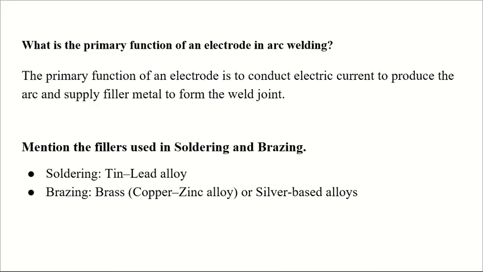What is the primary function of an electrode in arc welding? The primary function of an electrode is to conduct electric current to produce the arc and supply filler metal to form the weld joint.